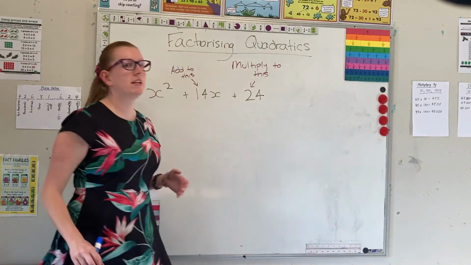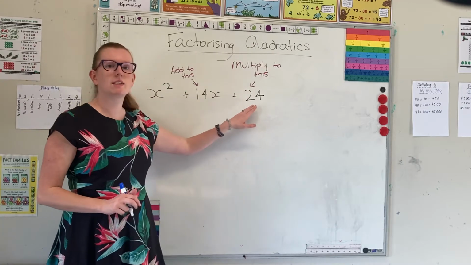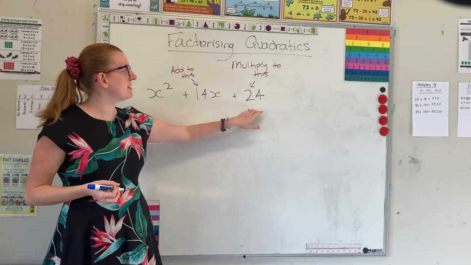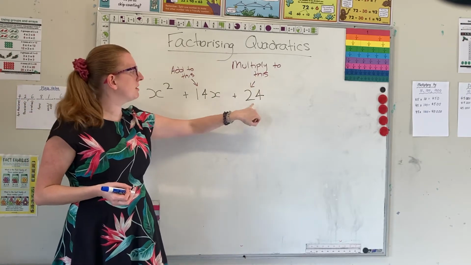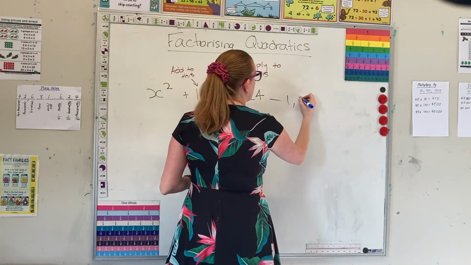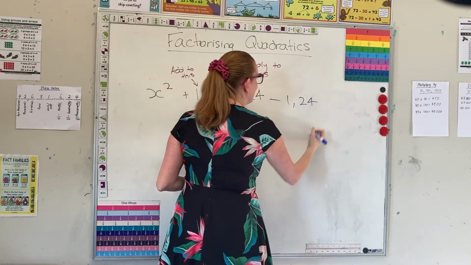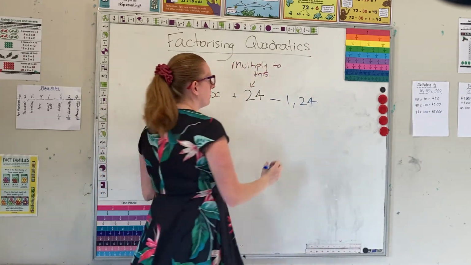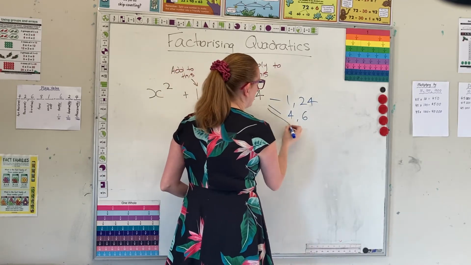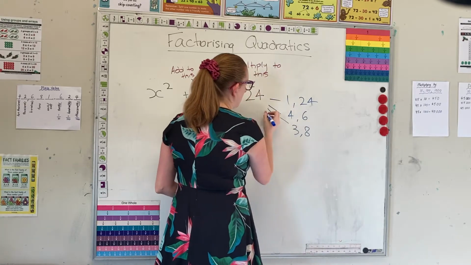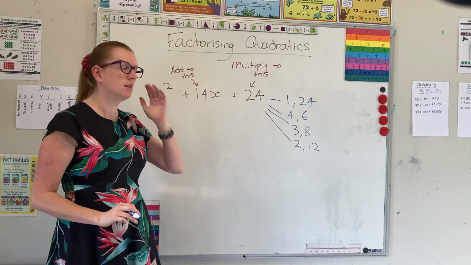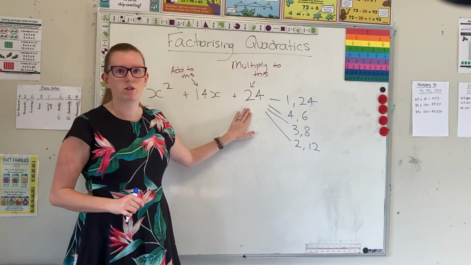Cool. So I need to find a set of numbers that multiply together to give us 24 and add together to give us 14. So we need to start by listing the different pairs of numbers that multiply together to give us 24. Okay, so we've got 1 and 24. We've got 4 and 6. We've got 3 and 8. And 2 and 12. Okay, so they're all the different pairs of numbers that multiply together to give us 24.